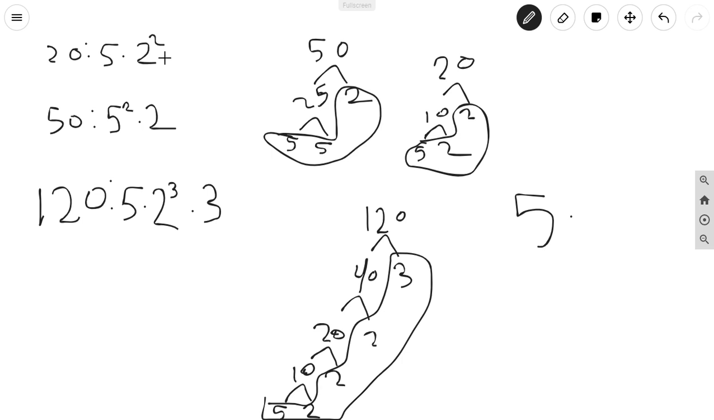Next thing they have in common is 2, right? And this one has one 2, so they all have at least one 2 in common. And this is the only one with 3, so that's not in common. So that's it. I just multiply the prime factors that they have in common. So 5 times 2 gives me 10. So the greatest common factor of these three numbers is going to be 10.